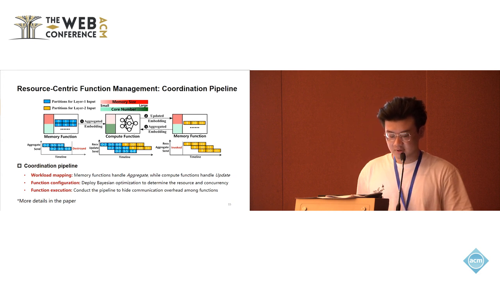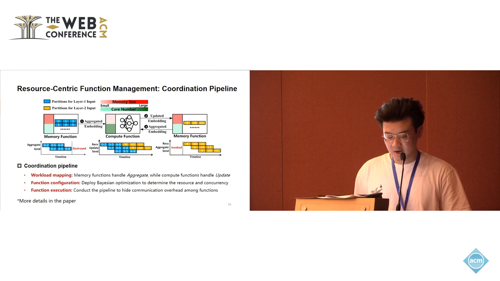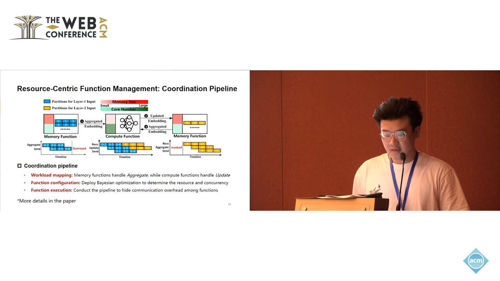Thanks to determining the optimal resource ratio and the concurrency among functions, the pipeline could improve load balancing and overhead hiding. We build lGrapher on top of Knative.